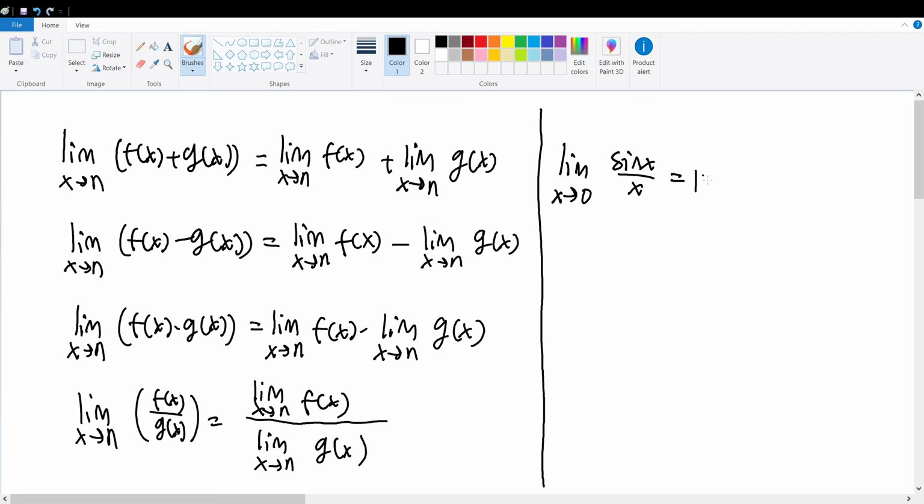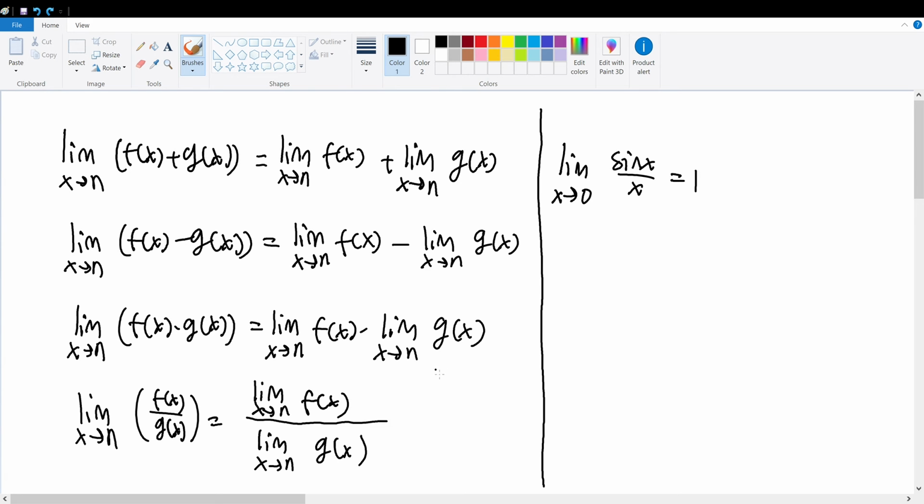And the reason why this is equal to 1 and why this limit is important is because when x approaches 0 for this function of sine of x divided by x right here, there will actually be a hole, because we have a form of 0 divided by 0. Sine of 0 radians is 0, and 0 divided by 0 is not defined. So that is why this limit is important to memorize. We'll be proving this limit in future videos.